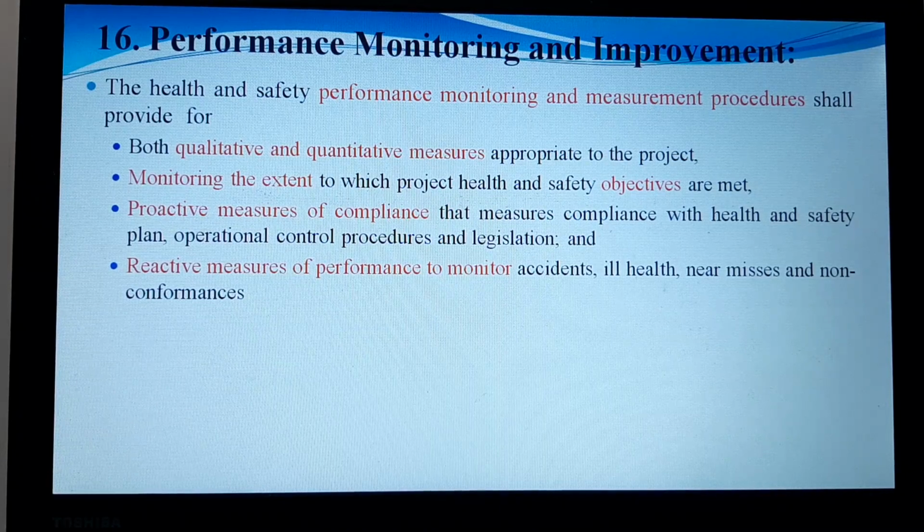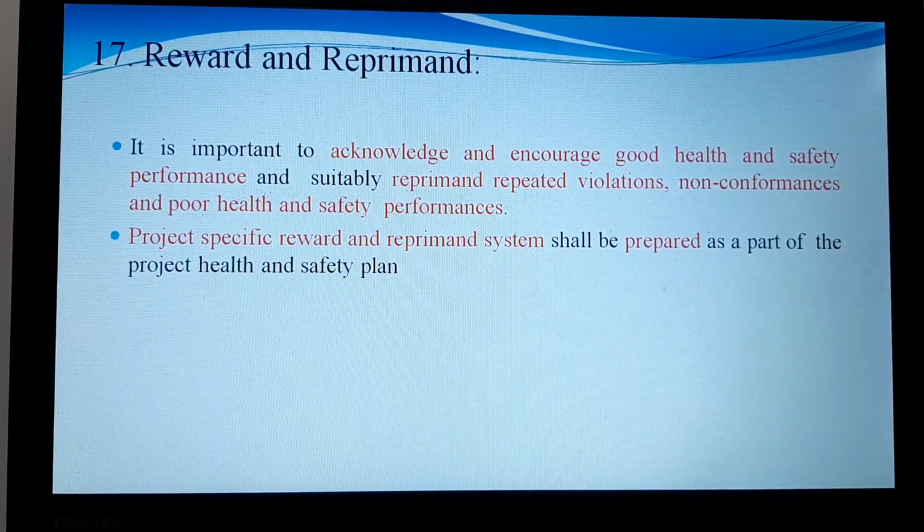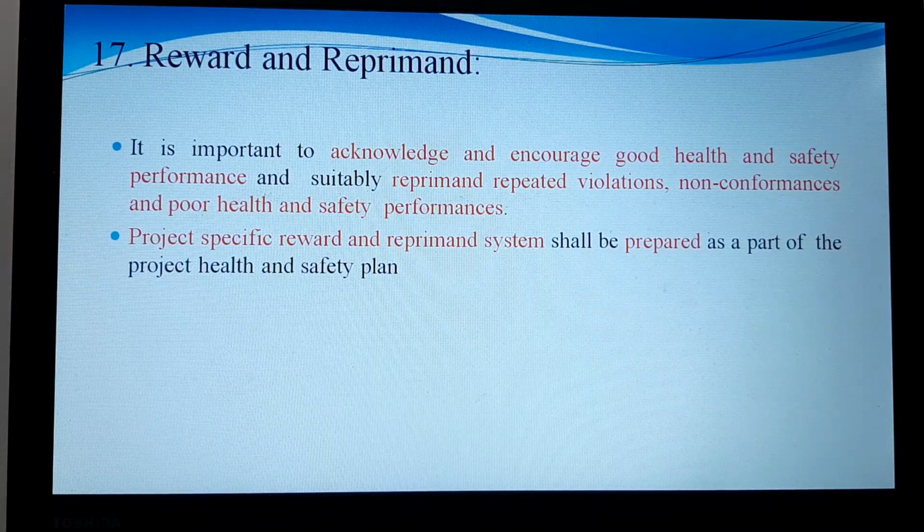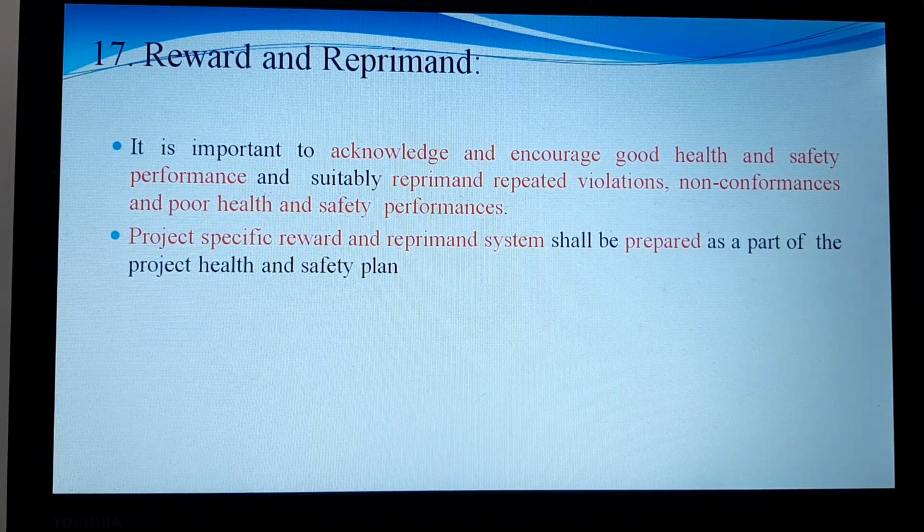Reactive measures for the same, especially for monitoring accidents, ill health, near misses and non-conformities, have to be taken care of. Reward and reprimand is very important. Acknowledge and encourage good health and safety performance so that people are motivated, and there should be reprimand in place for repeated violations, non-conformities and poor health practices also. And if any project-specific reward and reprimand system has to be employed, that also has to be implemented.